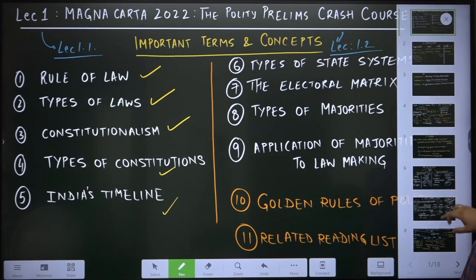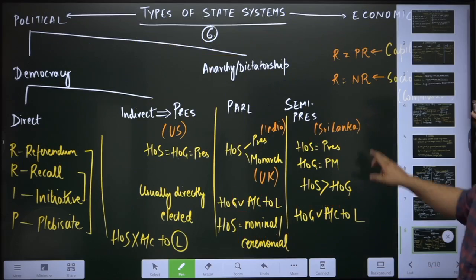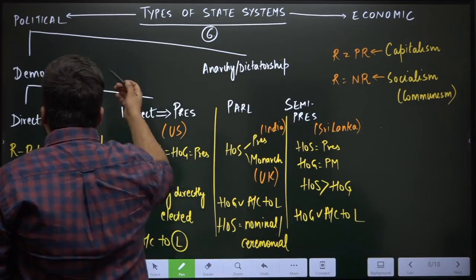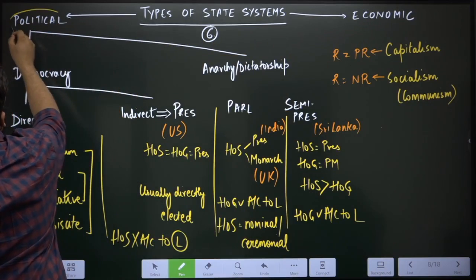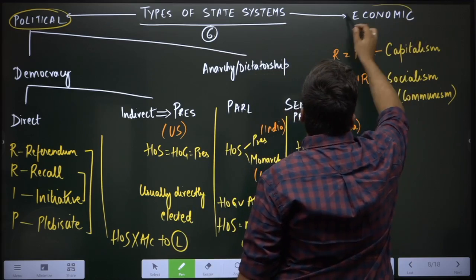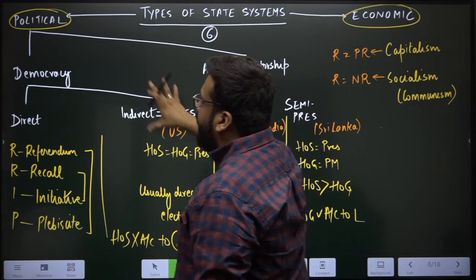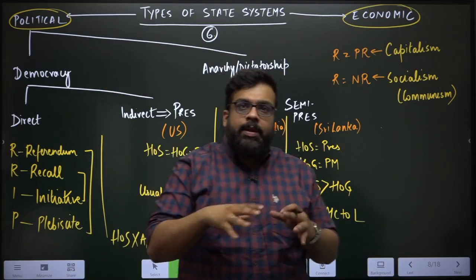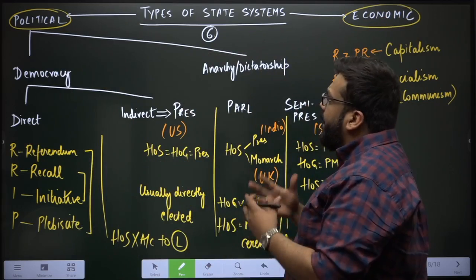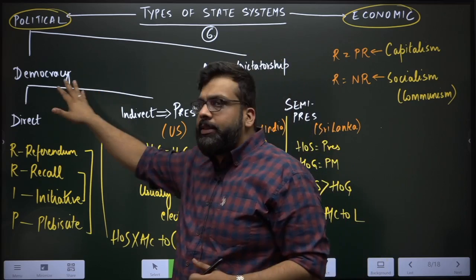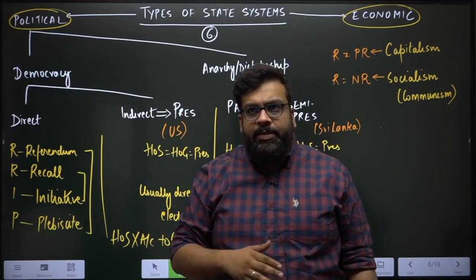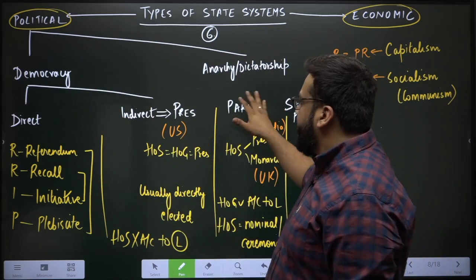Now, when we look at the types of state systems, we understand that there are broadly two kinds of state systems. One, we understand them through a political standpoint, or we also understand them through an economic standpoint. Let's focus first on understanding them from a political standpoint. So, largely, you either have a democracy or you don't have a democracy. Now, there could be further variations of the same. It could be an anarchy, it could be a dictatorship.